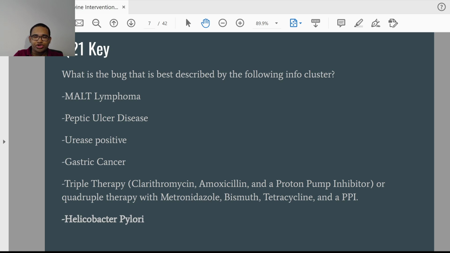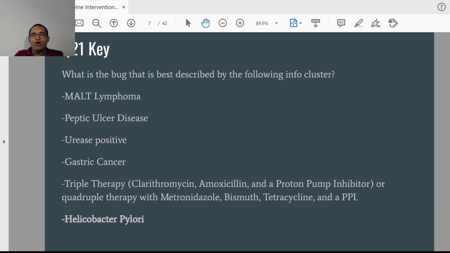And remember the way we treat H. pylori, right? We use triple therapy. You can remember it easily by the word CAP, right? So like clarithromycin, which is a macrolide, amoxicillin, right, which is a peptidoglycan inhibitor, I guess, and then a PPI, right, so a proton pump inhibitor like omeprazole, lansoprazole, esomeprazole, and things like that, right?